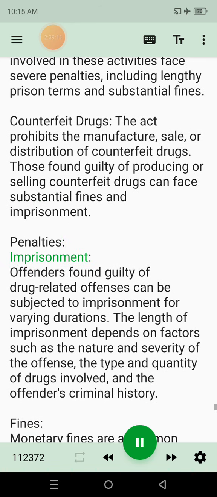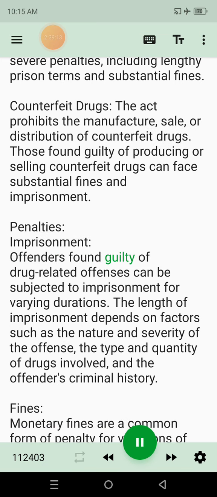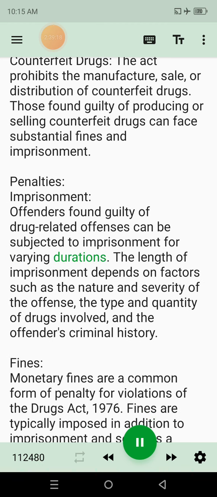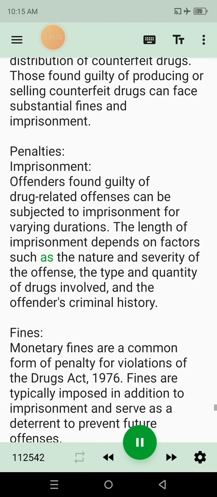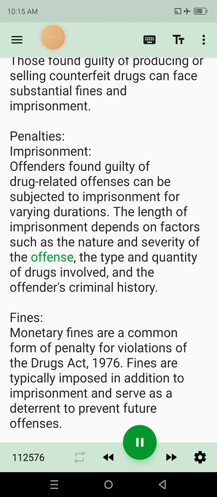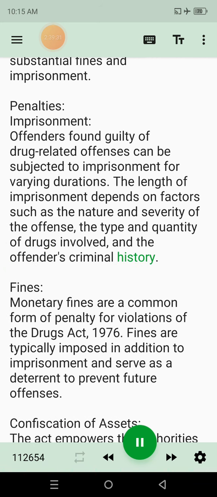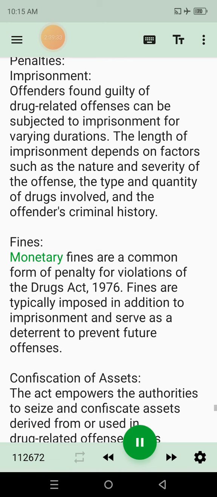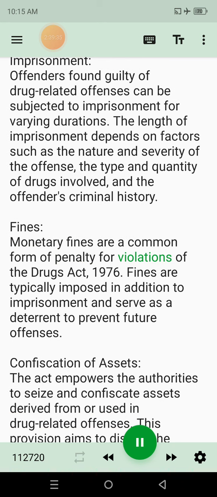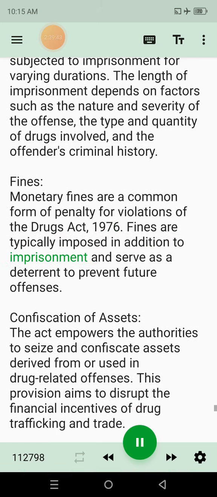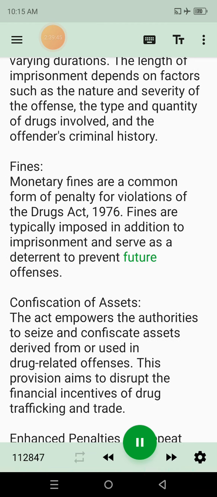Penalties. Imprisonment. Offenders found guilty of drug-related offenses can be subjected to imprisonment for varying durations. The length of imprisonment depends on factors such as the nature and severity of the offense, the type and quantity of drugs involved, and the offender's criminal history. Fines. Monetary fines are a common form of penalty for violations of the Drugs Act, 1976. Fines are typically imposed in addition to imprisonment and serve as a deterrent to prevent future offenses.